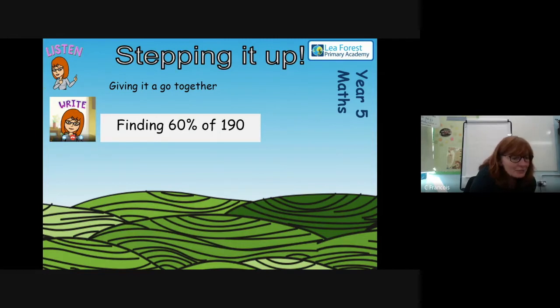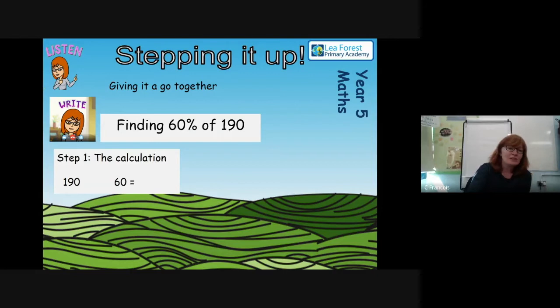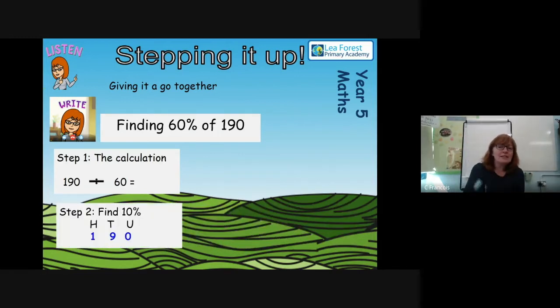Okay, excellent. Amy, Isla, Summer, Lexi. Okay, I have put my first step as writing the calculation down. That's my mathematical brain. I write out my calculation so I know what I need to do. So I need to find 10% of 190. So who is going to tell me what 10% of 190 is? And that should only take you a few seconds because you were so fast at doing this the first time.